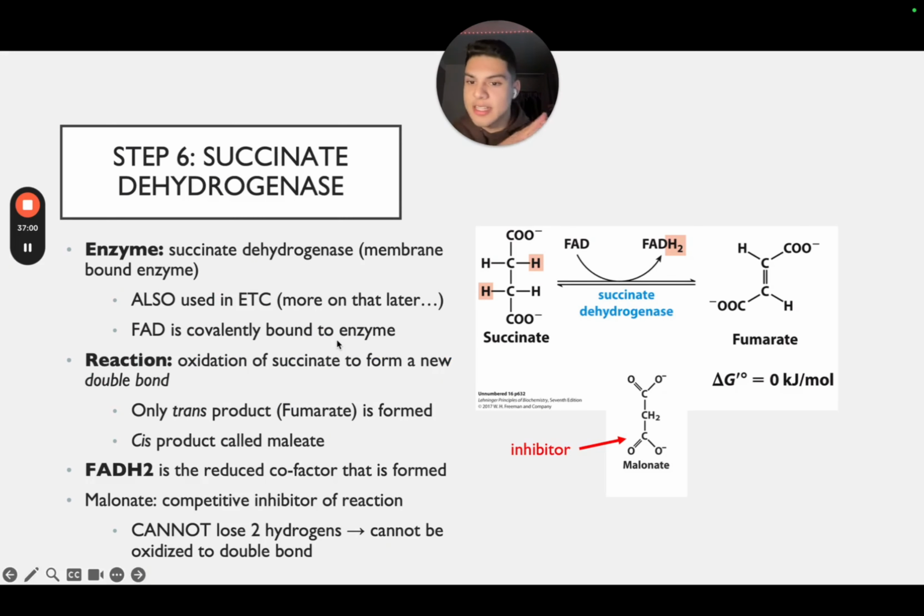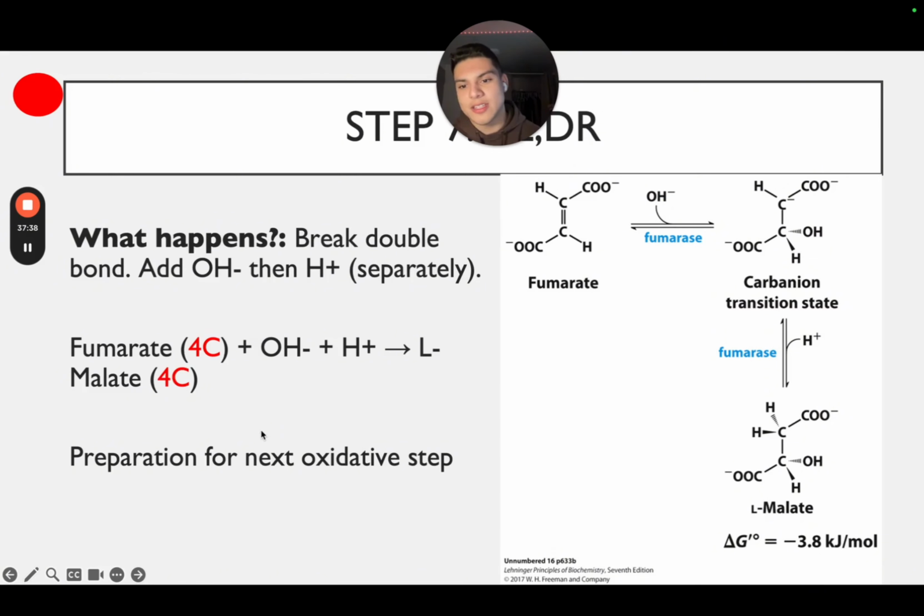Then the next, so this is the more in-detail view. One key fact, malonate is a competitive inhibitor of this reaction. It can't lose two hydrogens and cannot be oxidized to that double bond because of the way it's stable. Just know that it competes with succinate for the active site of succinate dehydrogenase, and it prevents this reaction from occurring. So that's just a little side note.